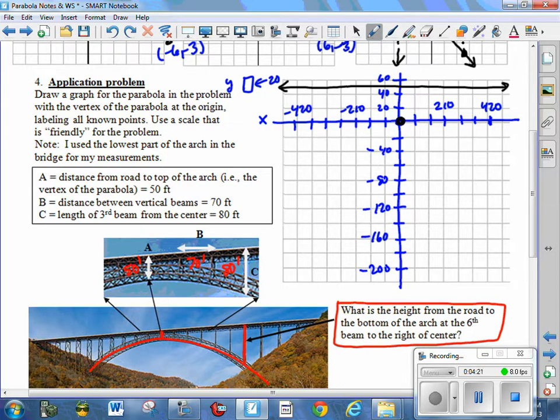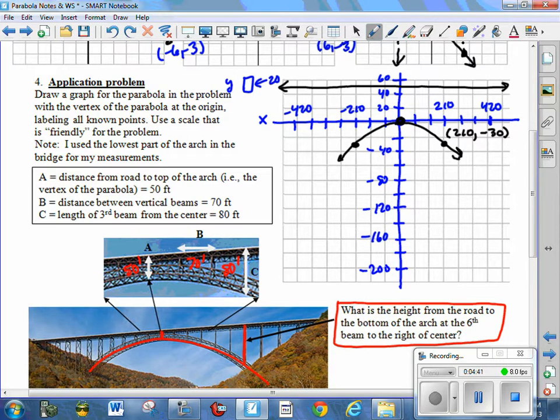Now let me put my point 210, negative 30. And I think I'm going to actually label that because that's going to be an important point that we're going to need to know: 210, negative 30. And then also I would have negative 210, negative 30 over here. And so I could draw my arch kind of going off like so.